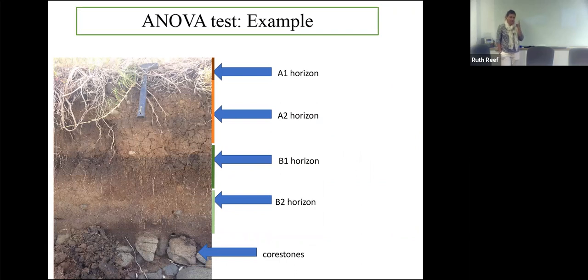Here are different soil horizons. We have an A1 horizon and A2 horizon. Those of you who are taking soil science with Vanessa would know all about this. We have some core stones at the bottom of the soil core, and this is the soil profile, and it has different horizons, and these different horizons vary. You can see from the color, they vary in their structure, in their chemical composition, and in all those microbial pathways that occur in them.